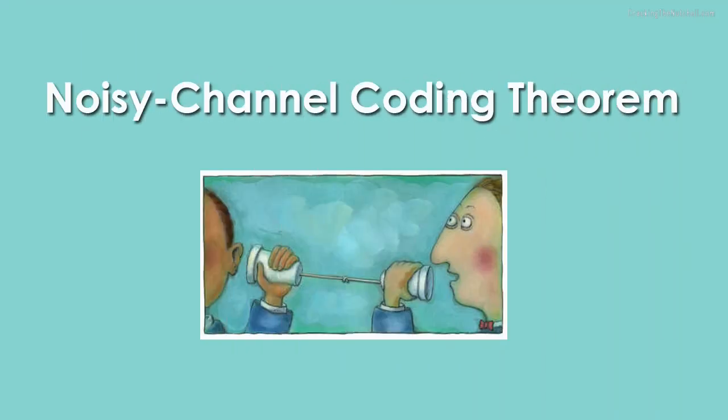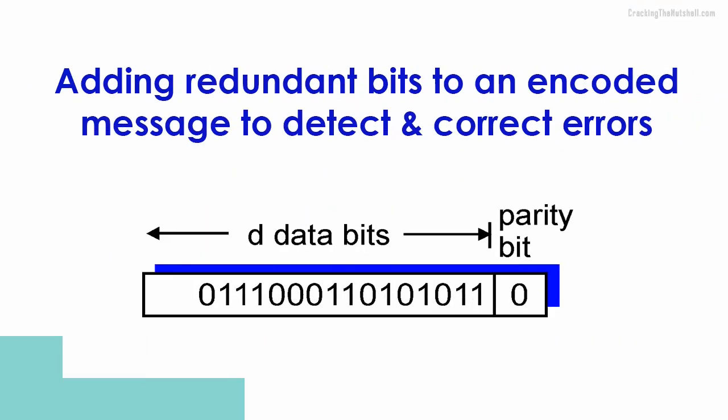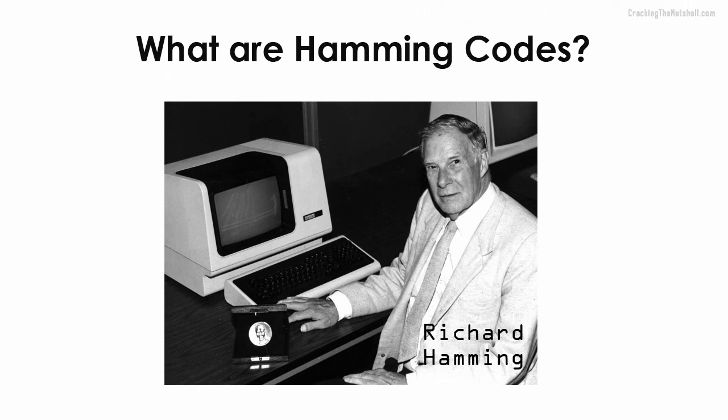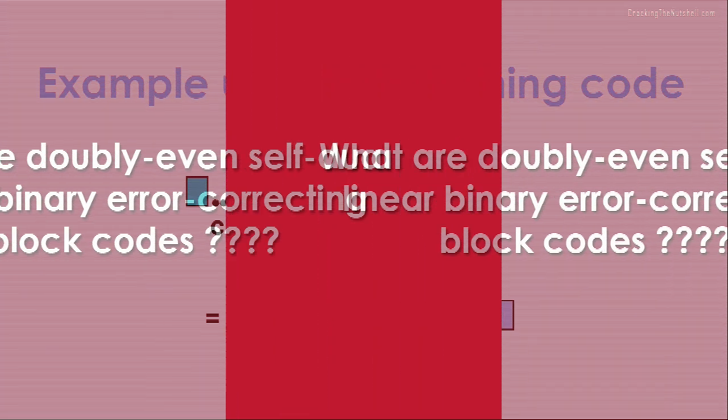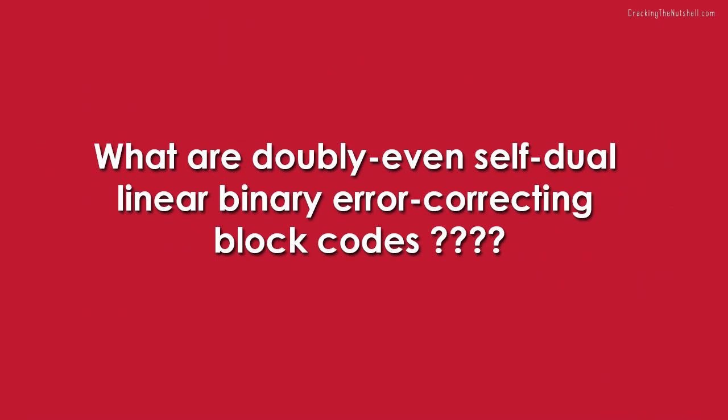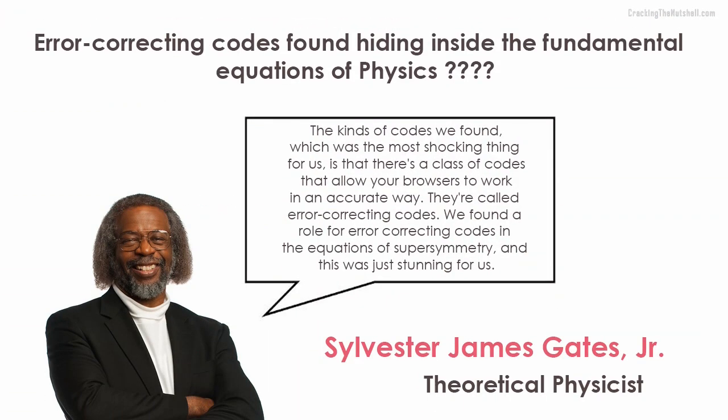Coming up in the next video, Shannon's noisy channel coding theorem. Adding redundancy bits to a message, called parity or check bits, to detect and correct errors. Error correcting codes. What are Hamming codes? Example using a Hamming code. What are doubly even self-dual linear binary error correcting block codes? James Gates' discovery. Error correcting codes found buried inside the fundamental equations of physics.